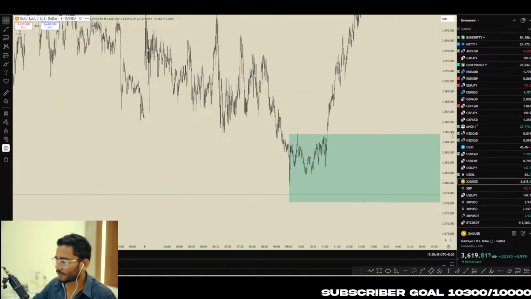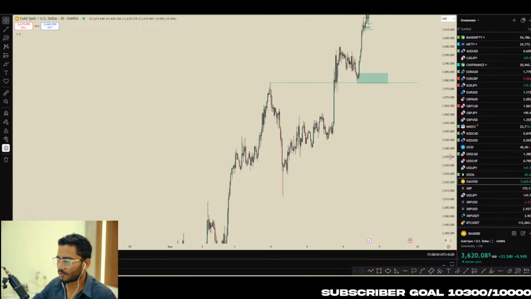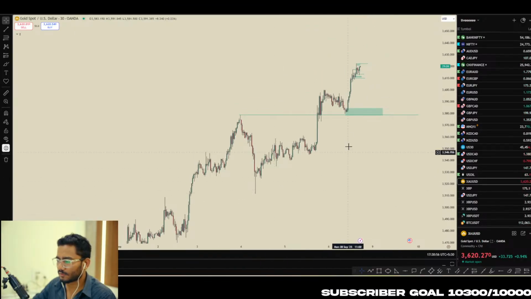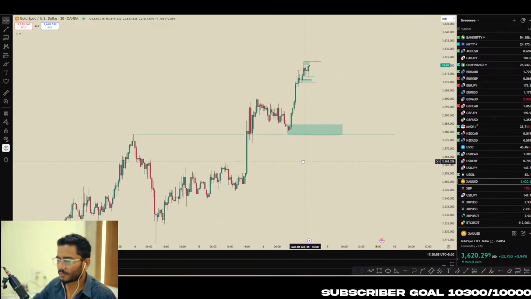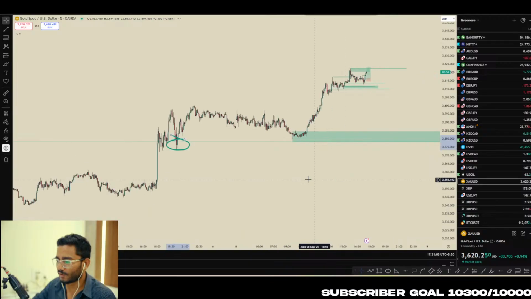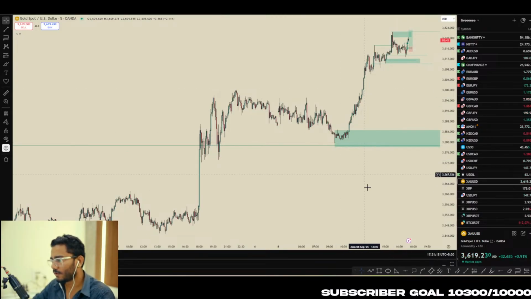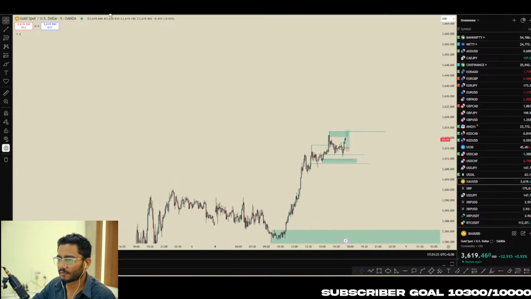From, I think, Friday's live here. So this is the trade which I gave on Friday's live. Price came down to sweep the liquidity, but it didn't sweep all this liquidity. So even if you had entered over here at this breakout or this breakout, you could have caught this move, but then this happened on Monday instead of Friday.